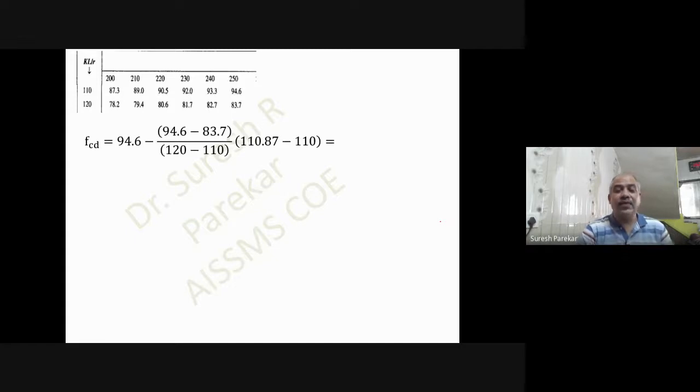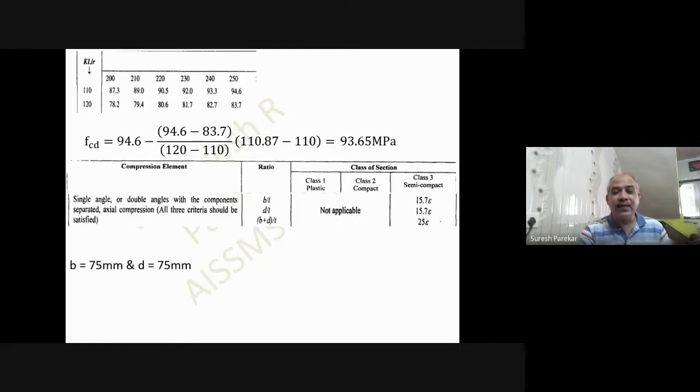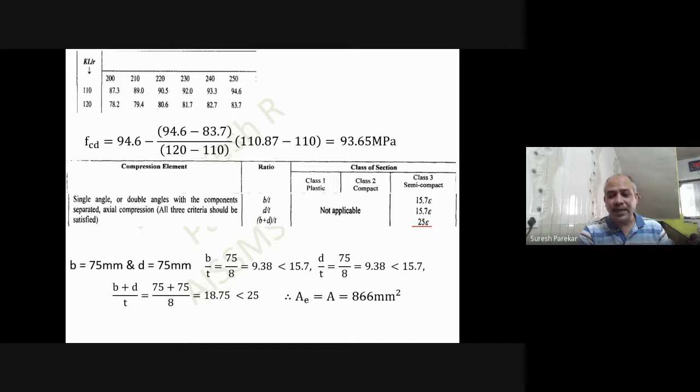And then for this lambda, as for angle section we have buckling class C, therefore we will use table 9C, which is given in IS 800 2007, which will give me the value of FCD. Then we have to go for the width to thickness ratio, and using table 2 again we will decide the class. For angle section it is not applicable for class 1, 2, and therefore we have to check only class 3, that is semi-compact, and therefore Ae equals A. And then we put in this value of area, which gives me 162.2 kilonewton. This is for the equal angle section.